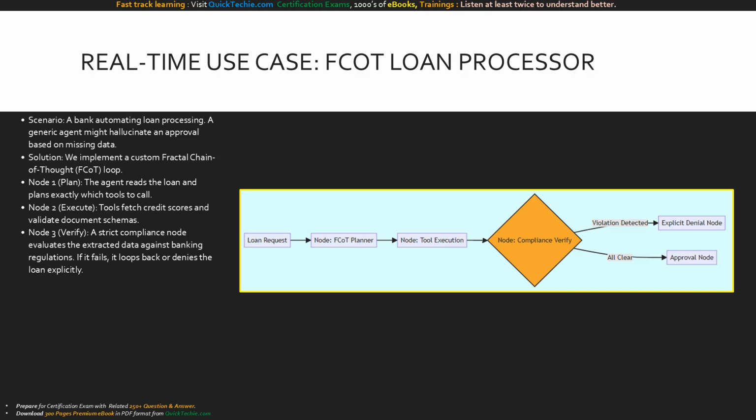Node 1 is forced to lay out a strict plan. Node 2 executes tools to fetch the exact credit score. Crucially, Node 3 is a dedicated verification node. It takes the output and rigorously evaluates it against banking compliance regulations. If the risk score is too high, the routing logic bypasses the approval node entirely and forces a formal rejection with an auditable explanation. By controlling the loop, we eliminate hallucinated approvals.